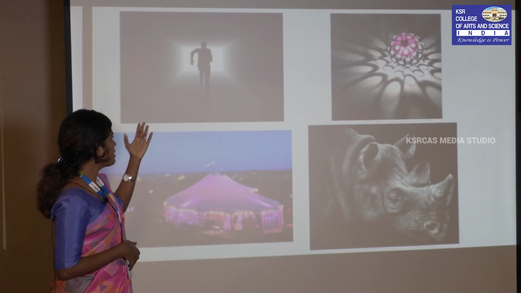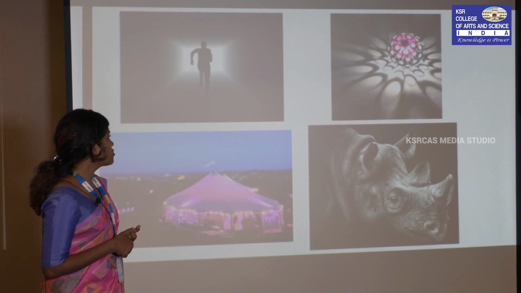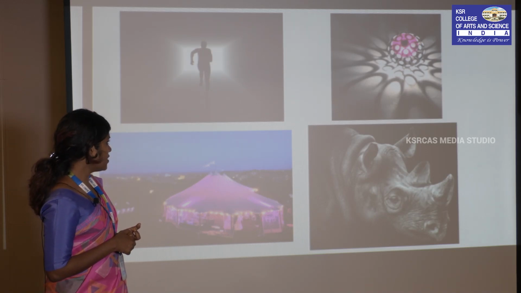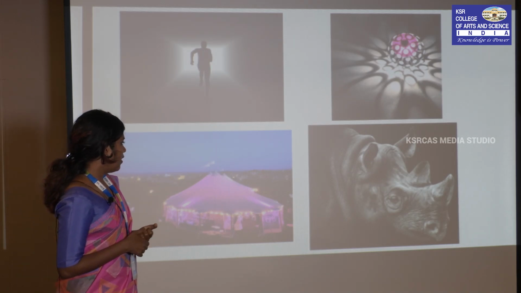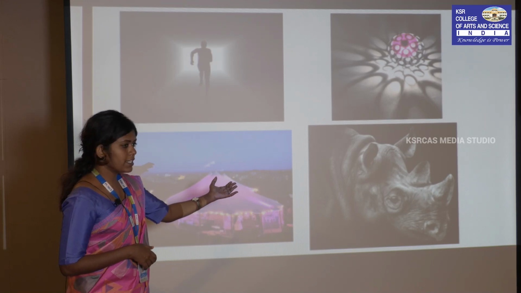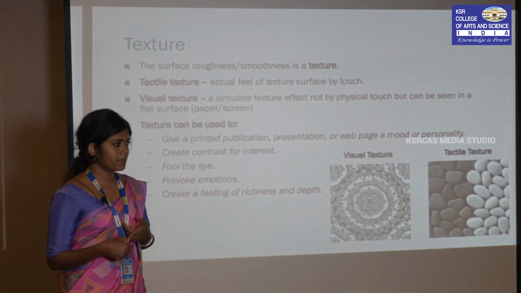In this image you can see that creative use of darker and lighter tones helps to create an illusion of depth in an image. In the other image it tries to form a pattern. Here you can say that there is a creative use of value to create a texture in the image.